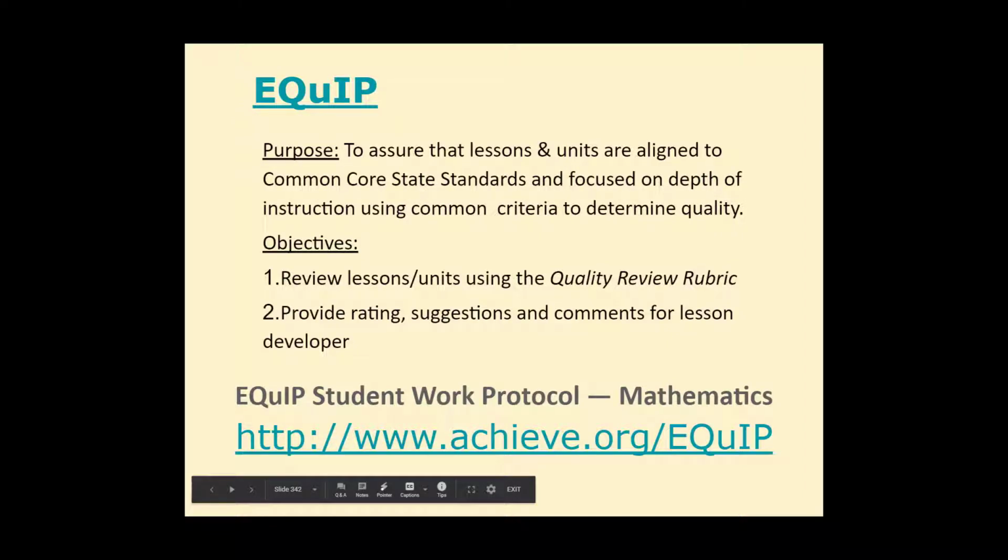So as I said, the purpose of the EQuIP is to assure that we are aligning our lessons and units to the Common Core to the depth that the standards demand. It's not meant to evaluate teachers at all. It's just looking at the lessons so that we can identify good practices and we can use as many of those good lessons that we have identified, share them, and make the most out of our classroom time.